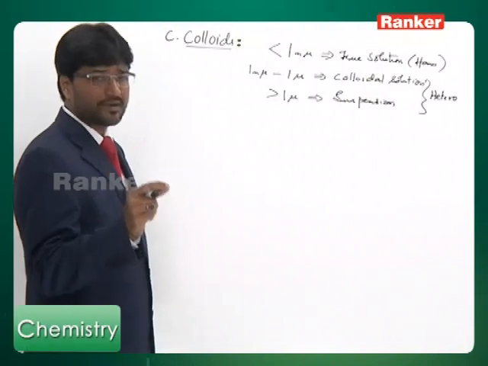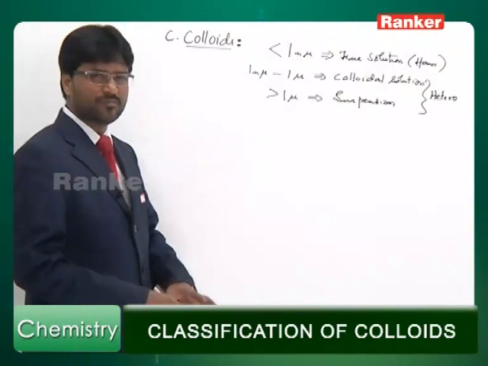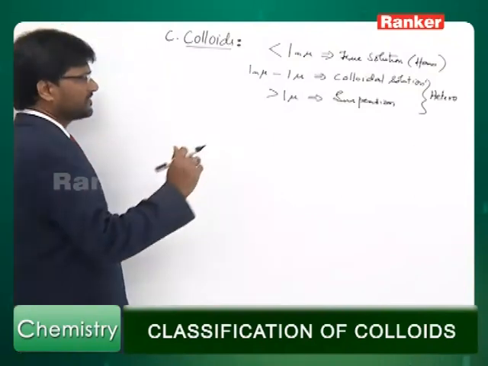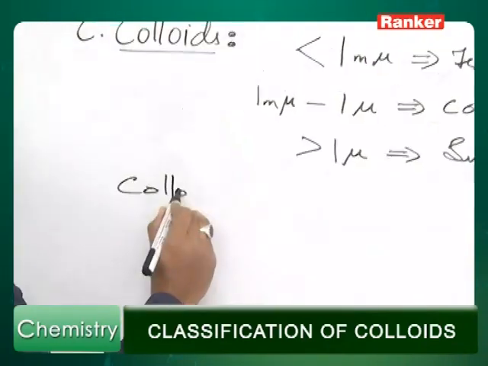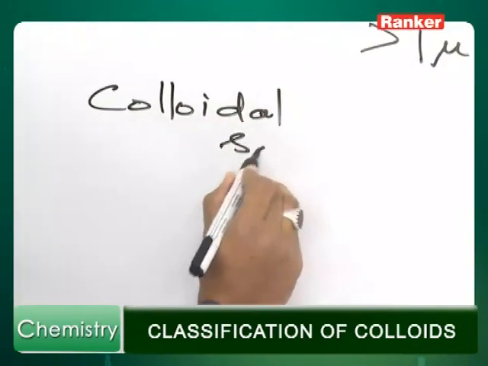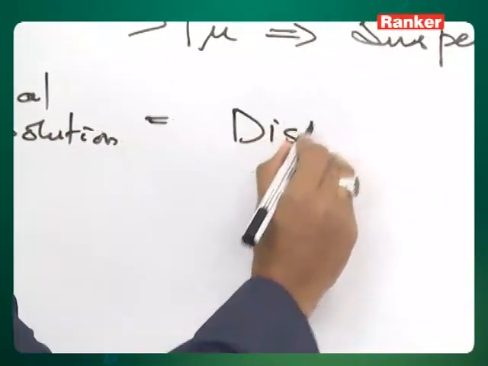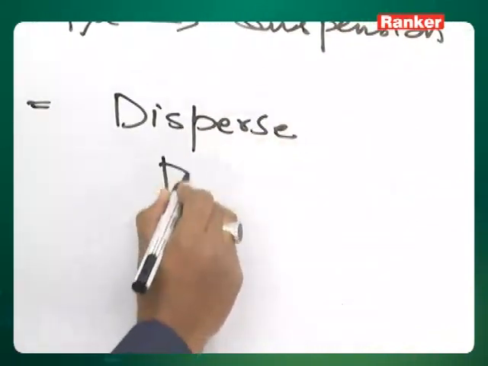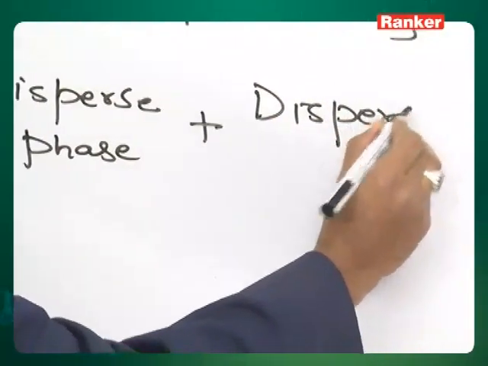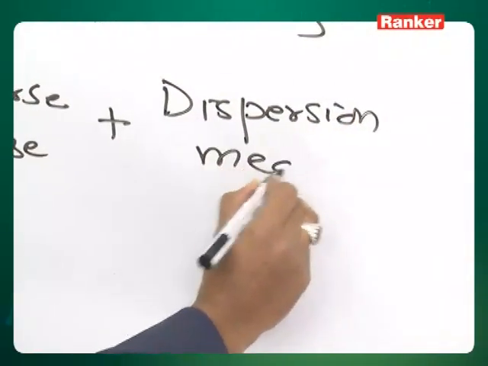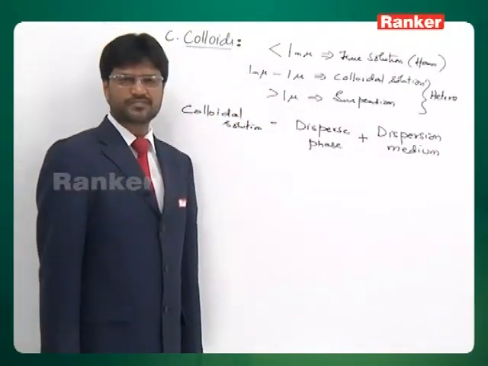The particles are not generally molecules, they are clusters of molecules, or it may be a polymer, macromolecular. Let's learn about colloidal solutions in detail. Colloidal solution is made up of two components. One is called disperse phase, and the other one is called dispersion medium. The two components present in colloidal solution are called disperse phase and dispersion medium.